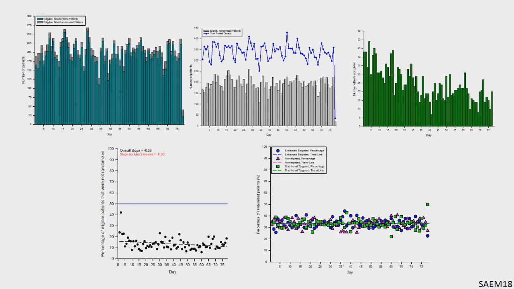It's the number of eligible patients randomized versus the line, which are total number of patients who presented, and recognizing that there are criteria for inclusion, so not all patients would necessarily be eligible for randomization. But as you can see, over the course of about 70-some days of enrollment, it's pretty stable. It ebbed and flowed a little bit.